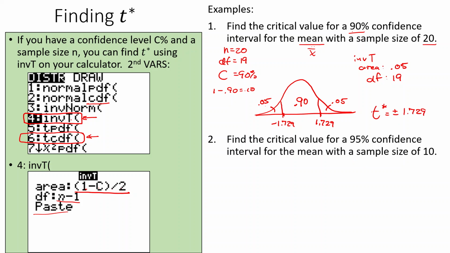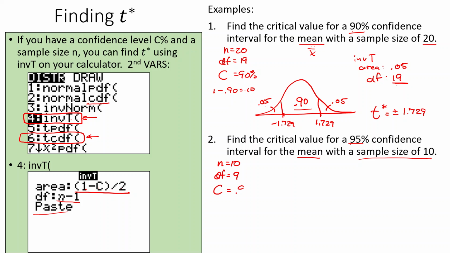And that's what we would use to make our margin of error. Now there's no use trying to memorize these because it changes for every degrees of freedom value. We use 90% a lot, but every DF has a different answer, so no point in doing that. Let's try one more. 95%, we're working with the mean, and the sample size is now 10. So if our n is 10, that means our degrees of freedom is 9.